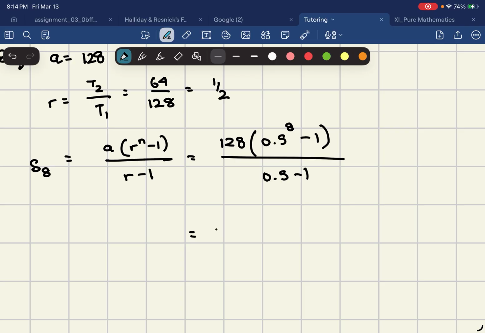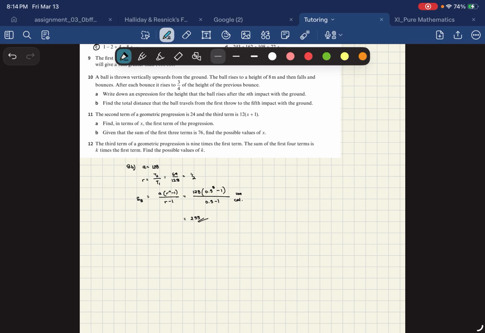And when you simplify, you get 255. That is your answer. So you just want to use your calculator to simplify 8b.